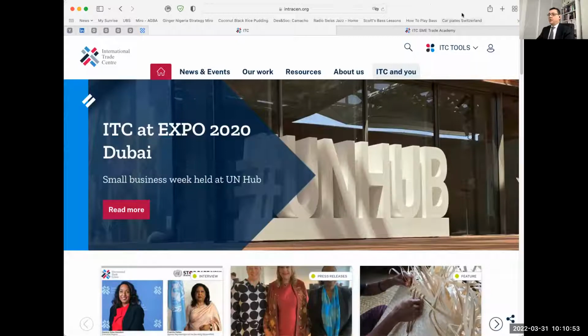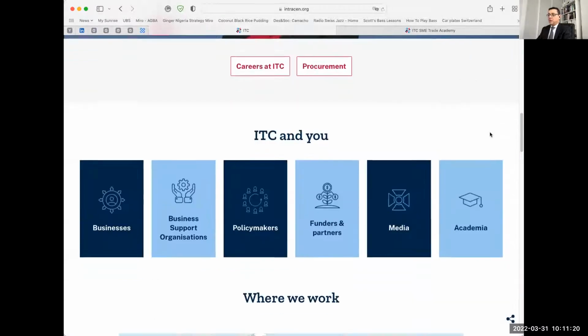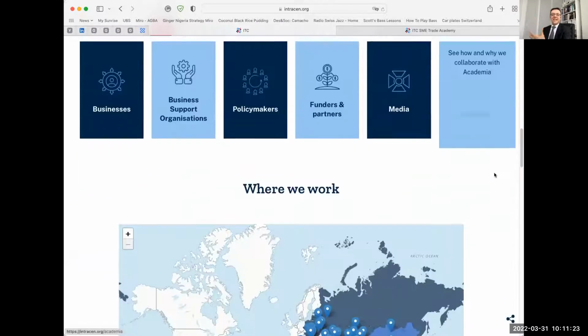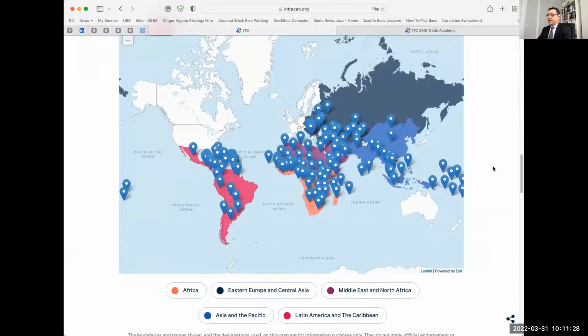What you're seeing here is the new ITC website. It has been launched Monday this week, I think. It's brand new, newly launched. If you have been navigating the ITC website recently, you will notice it looks completely different. There's a lot more pictures. It's a lot easier to look at. So that's really helpful.